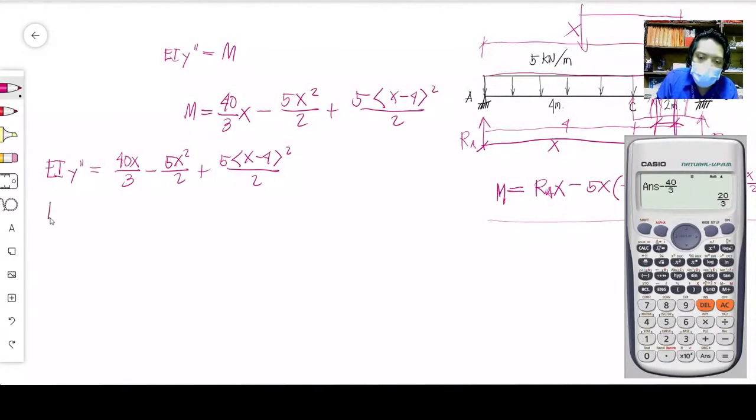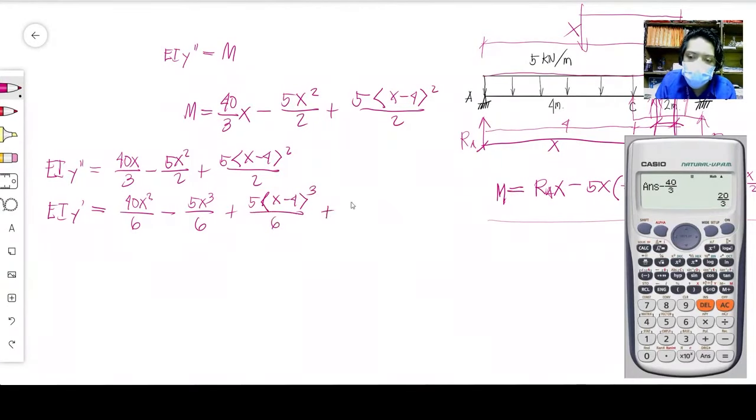Okay, next. EI y prime. Ibig sabihin, ginkuha mo na ang first derivative, an integral. In-integrate mo. Because the integral of y double prime is y prime. So, this will be equal to 40x squared over 6 minus 5x cubed over 6 plus 5x minus 4 cubed over 6. Of course, plus C1.